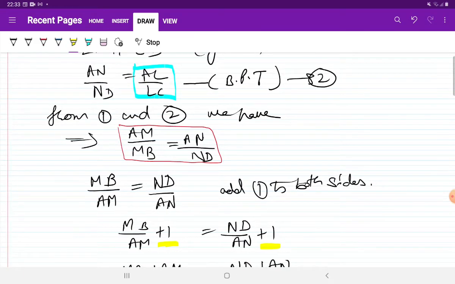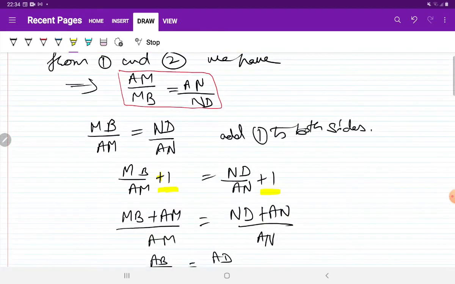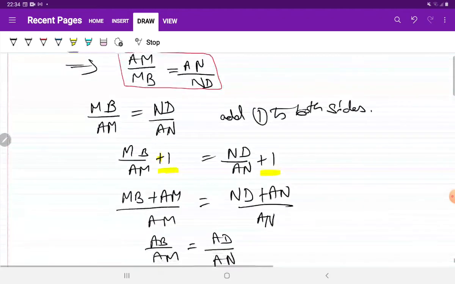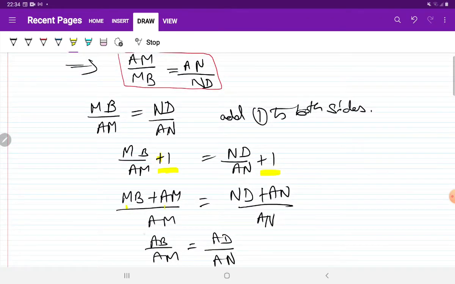Because we can take the reciprocal, add 1 in it, and then add AM plus MB. If we have to change anything, we can change only the numerator, we can't change the denominator. For that we took the reciprocal and then we add 1 to both sides. Then we got this result, AB, by adding these two, MB plus AM. We got AB on both sides, AB and AD.